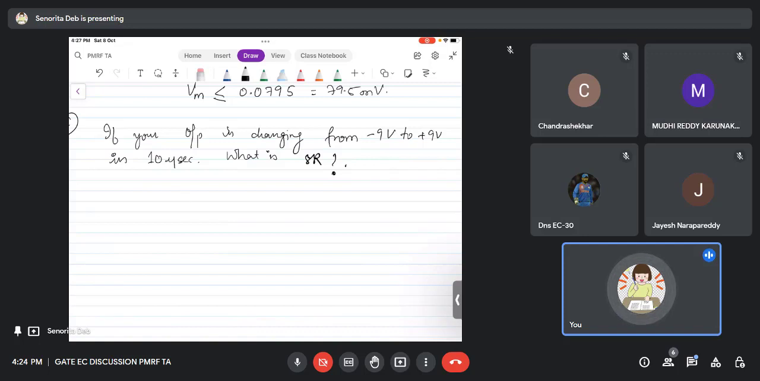So slew rate will be 18 upon 10, right? Because it's changing from -9 to +9. So 18 volt by 10 microseconds, and this is 1.8 volt per microsecond.